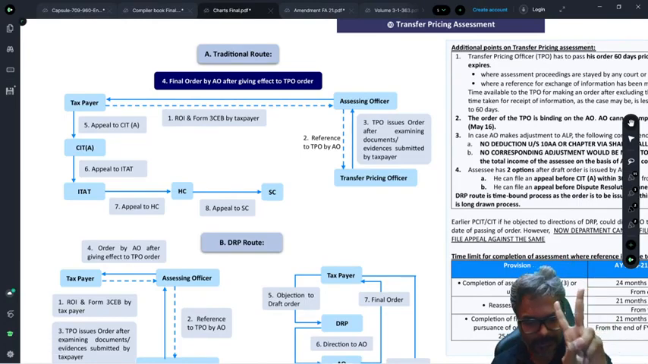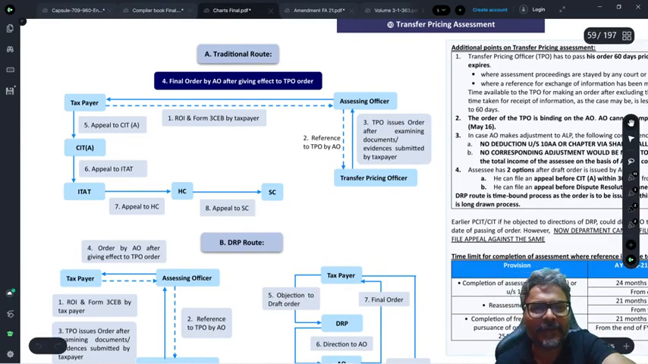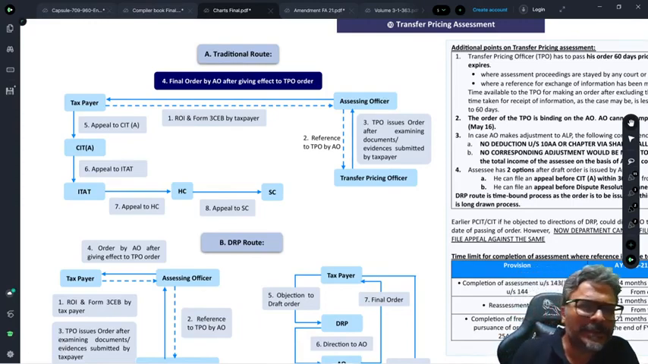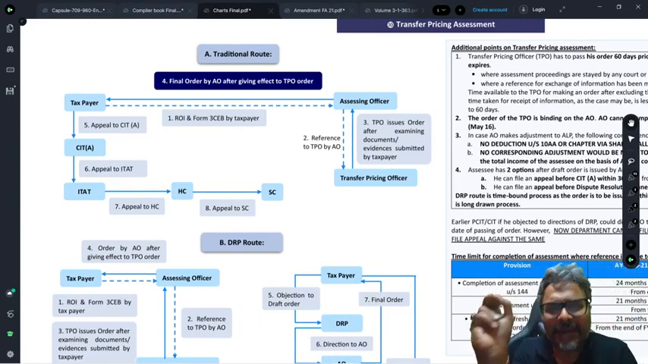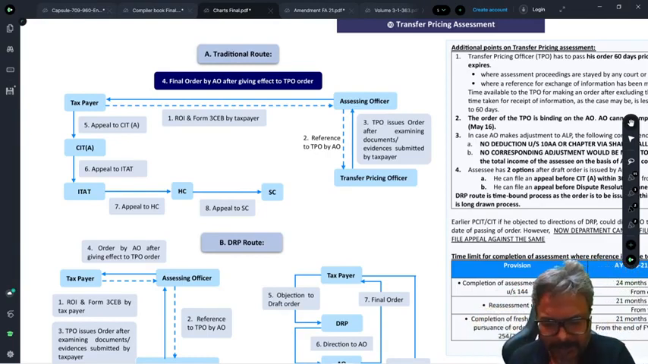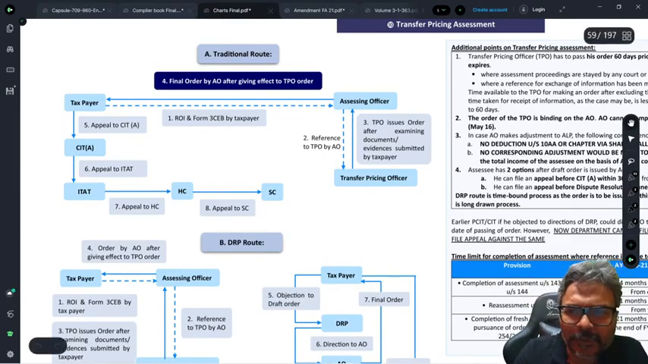I'll discuss 2 questions on DRP, which were also targeted in your MCQ. Let's quickly run through this. First of all, students, the traditional route of filing an appeal. I think all of you are aware of the traditional route of filing the appeal. So what is it? This is what they have given you. Just focus on this particular chart, students, all of you.